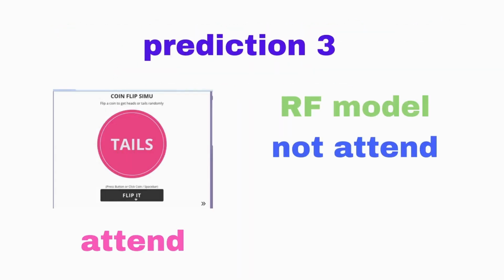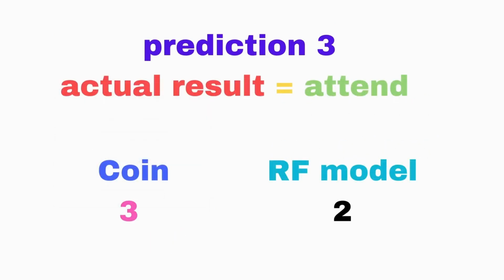For the third prediction, the coin flip was heads, which means attend, and the random forest model predicted not attend. Here the actual result was attend, so the coin is now leading 3-2 over the random forest model.